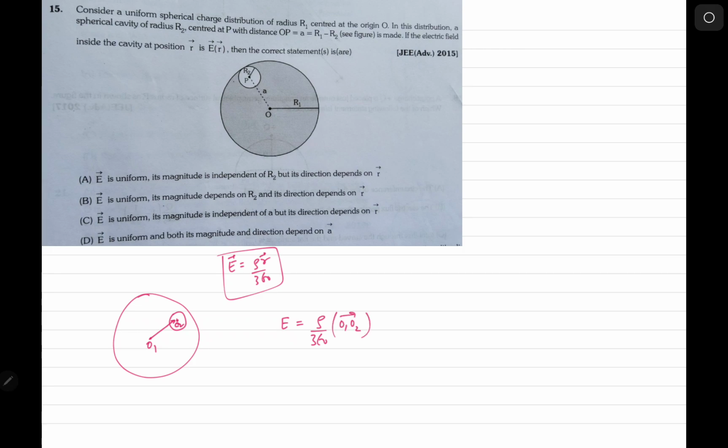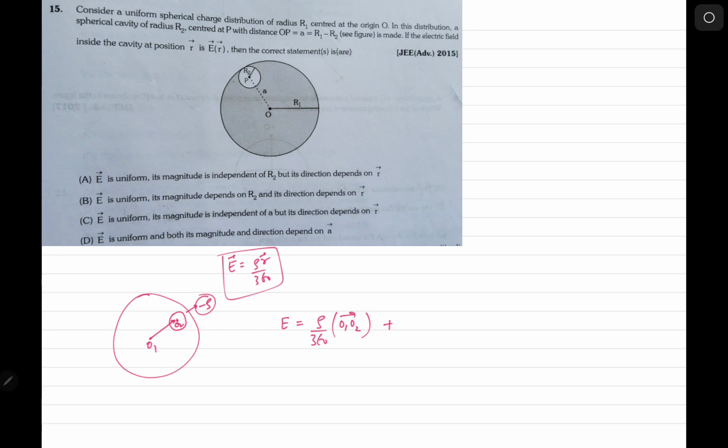Okay, so that's what we will write. Now the electric field due to the solid sphere at O2 is this one, plus the electric field due to this cavity. The cavity I can assume has density minus rho. This is similar to the center of mass concept, where we assume one density is positive and one density is negative.